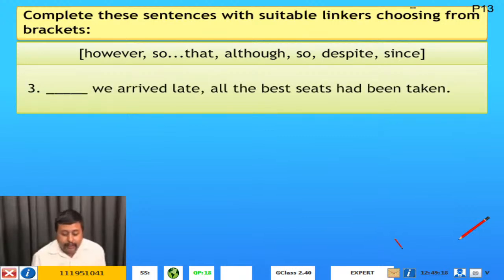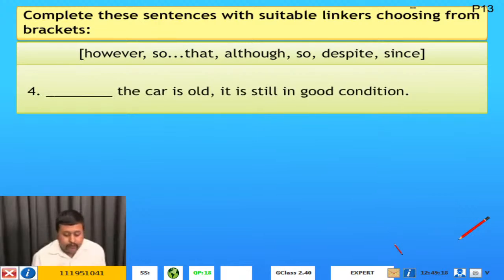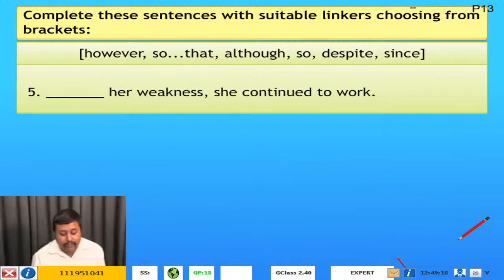Dash we arrived late, all the best seats had been taken. So what could be the word here? Very good. Since we arrived late, all the best seats had been taken. The dash car is old, it is still in good condition. So what would be the word here? Very good. Although the car is old, it is still in good condition.